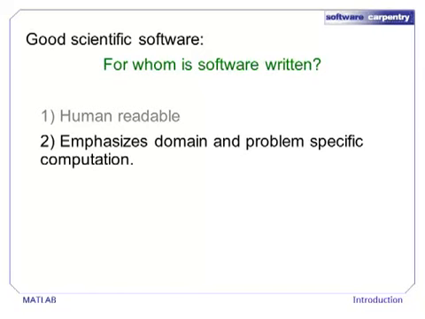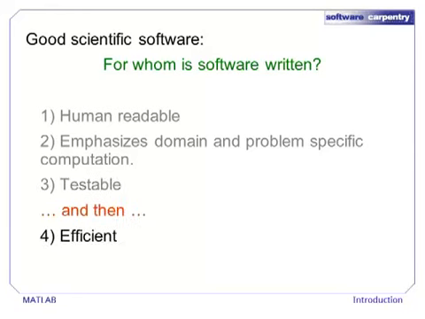Software written for humans emphasizes what is important. Usually, we write code to solve particular problems in particular domains. Good code should emphasize those domains rather than the low-level algorithms that are utilized. Good code should always be testable, which means that its purpose must be clear enough that tests can be written. Finally, good code should be efficient. We will see how MATLAB provides efficiency without sacrificing readability and testability.